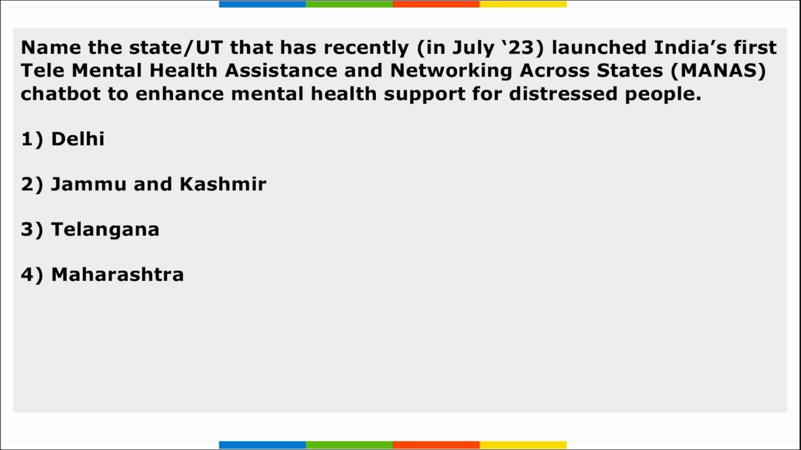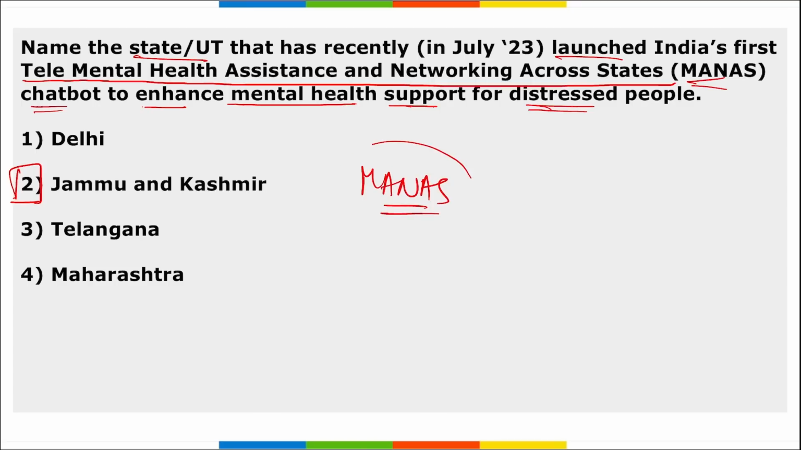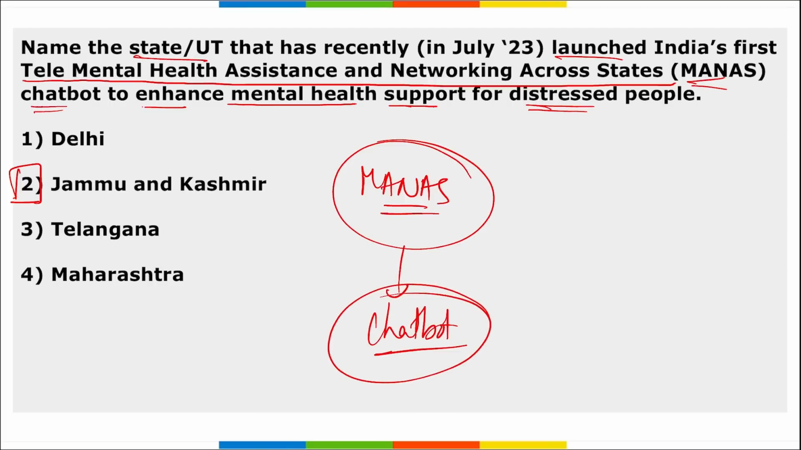Next is, name the state or UT that recently launched India's first tele-mental health assistance and networking across state, that is Manas chatbot, to enhance the mental health support for the distressed people. So this Manas was launched in Jammu and Kashmir, right? And what does Manas stand for? What is the full form here? That is Mental health assistance and tele-networking across state. And remember, this is a chatbot that will be helping to enhance the mental health of distressed people in the Union Territory of Jammu and Kashmir.